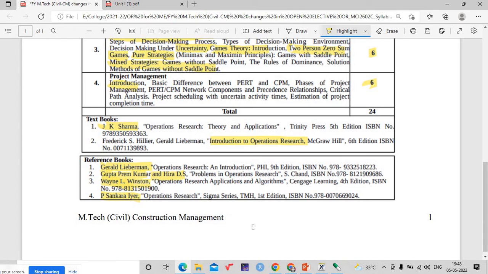Two books: Operation Research by Taha and Operation Research by S.D. Sharma. So these two additional books are also available in our library. A few of the soft copies in PDF form I am also having with me. I will upload that on Google Classroom once I form it.